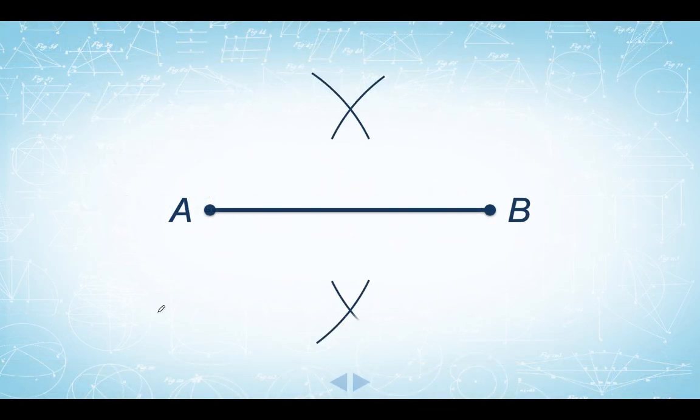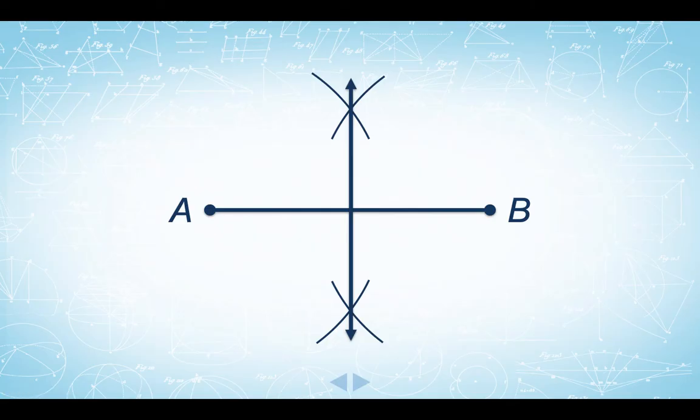This is what it should look like on your paper. Draw a line down and you have intersected that segment.